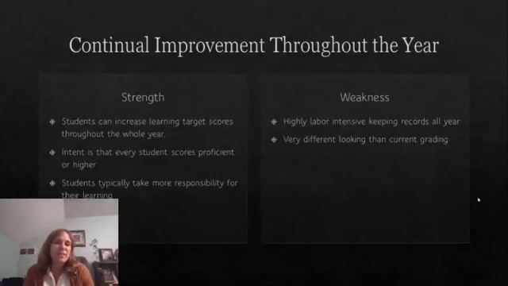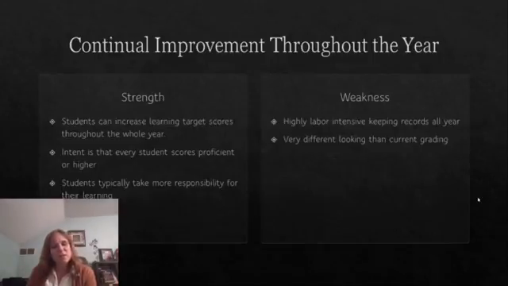Some of the weaknesses, it's highly labor intensive keeping these records all throughout the year. So getting some computer knowledge or background knowledge and setting it up well up front is beneficial to this. And another weakness is it's very different looking to our families and our students than current grading systems. So we have to ensure our teachers know how to use it, and we want families to understand how to use this type of system also.